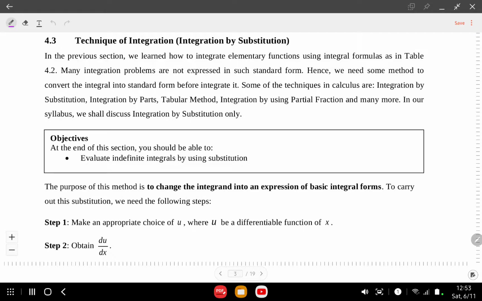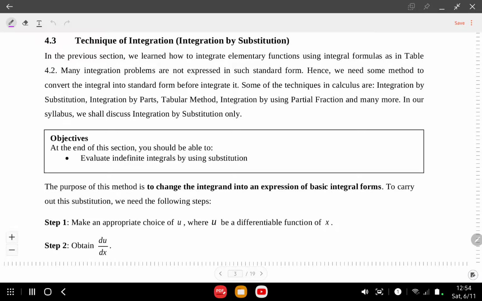This time we continue with the third subtopic, which is technique of integration. Okay, last week kita dah belajar a part of integration, but all the questions that we have learned last week is just the basic integration. So this week, the subtopic we will learn is about the other technique of integration.